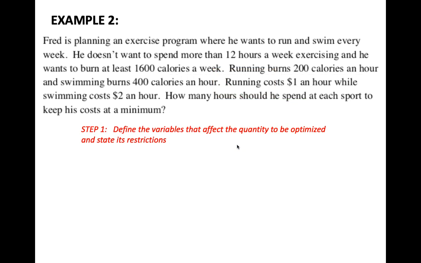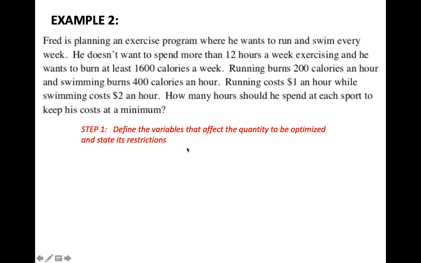Let's try one more. Once again, pause the video, read the question so you know what's going on, and take a minute this time at each stage to try and answer these questions on your own and see how you make out. So it's about Fred wanting to do an exercise program where he's going to run and swim. And he's got some restraints or constraints on it. He doesn't want to spend more than 12 hours a week exercising. He wants to burn at least 1,600. It shows us how much you burn for running and how much you burn for swimming. It tells us how much it costs: running costs $1 an hour while swimming costs $2 an hour. Here's your important question: how many hours should he spend at each sport to keep his costs at a minimum?